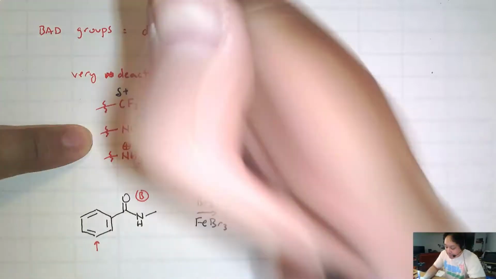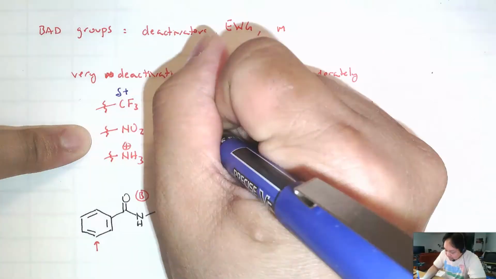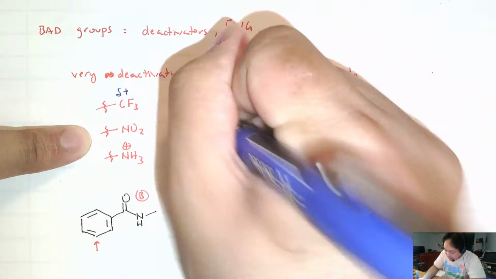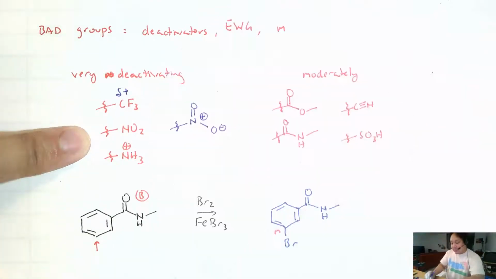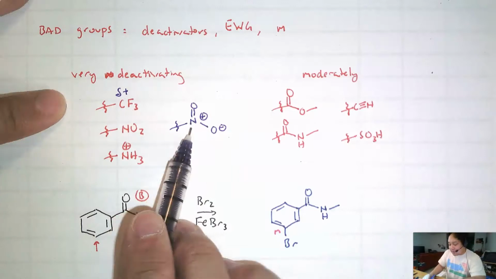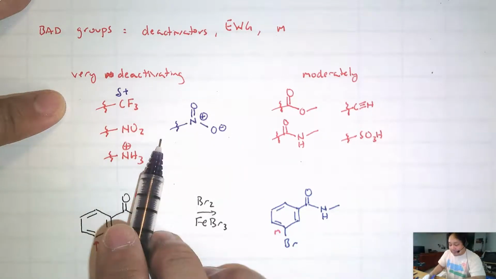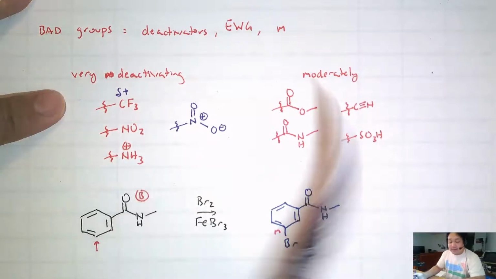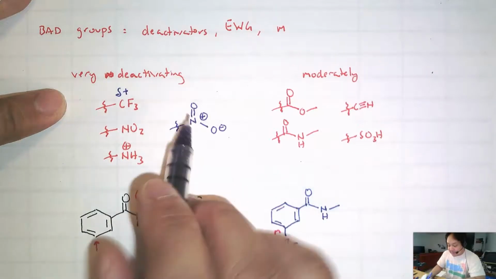Take a look at nitro group. Do you remember what nitro looks like? Nitro actually has charges. It's just that they cancel out. But look what the charge is on the atom next to the ring. It's a positive. So that's electron withdrawing. That's actually electron withdrawing due to resonance.